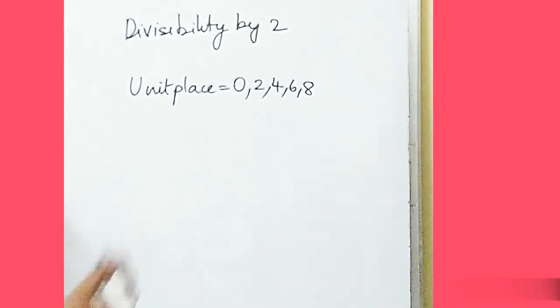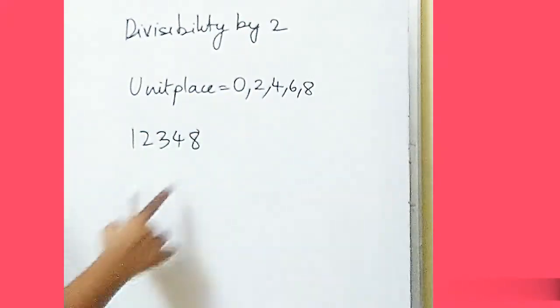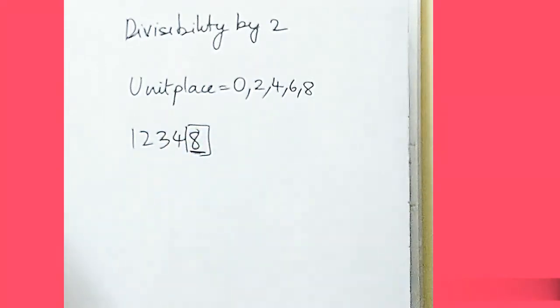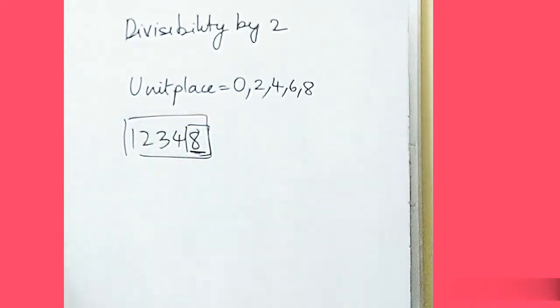We'll take some number, like I'm taking a big number. We'll see the unit place. What is the unit place of this number? 8. Does 8 come in the 2 table? Yes, it comes. The whole number will come in the 2 table, student. That is the first rule. Okay, student, understood this part? Now we'll see the next one.